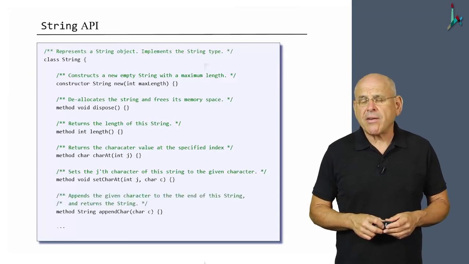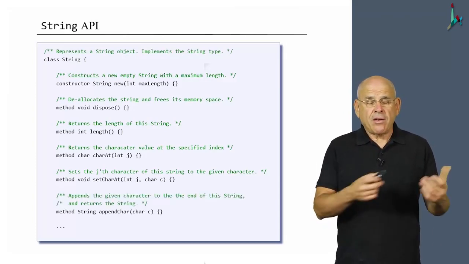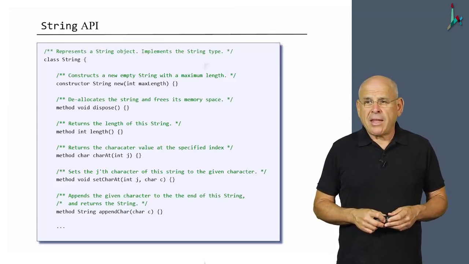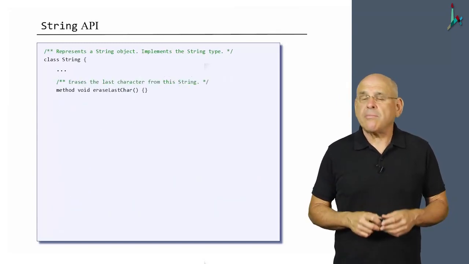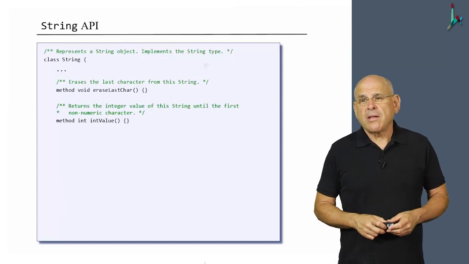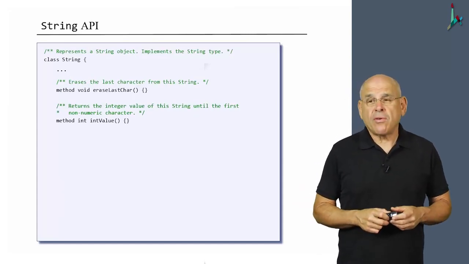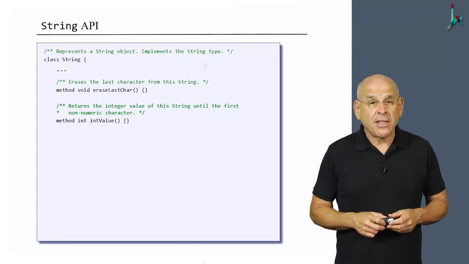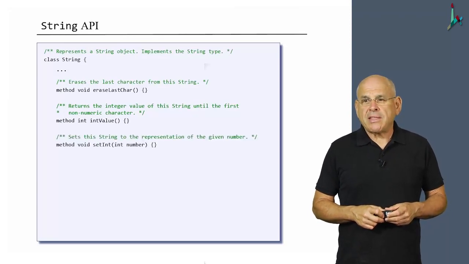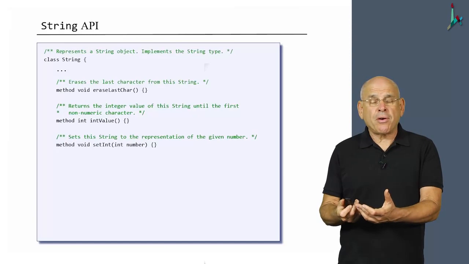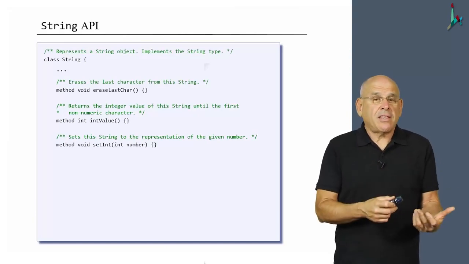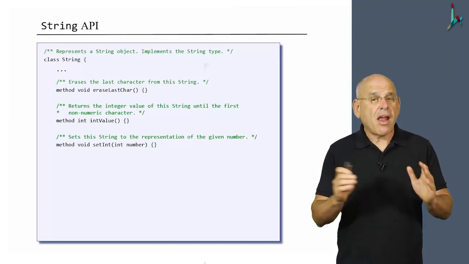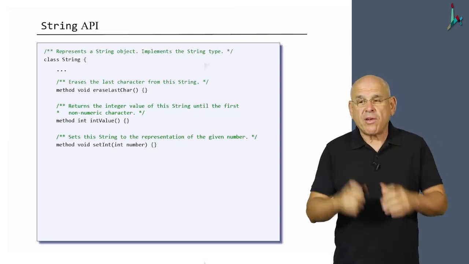And we have an appendChar, which takes the character and appends it to the end of the current string. And then we have a set of additional methods like eraseLastChar, and intValue, which provides the integer value of the current string, assuming that the characters in the current string are digits. And we have setInt, which takes a particular integer value and turns it into a string. So a value like 123 becomes the three characters that represent the digits 1, 2, and 3.